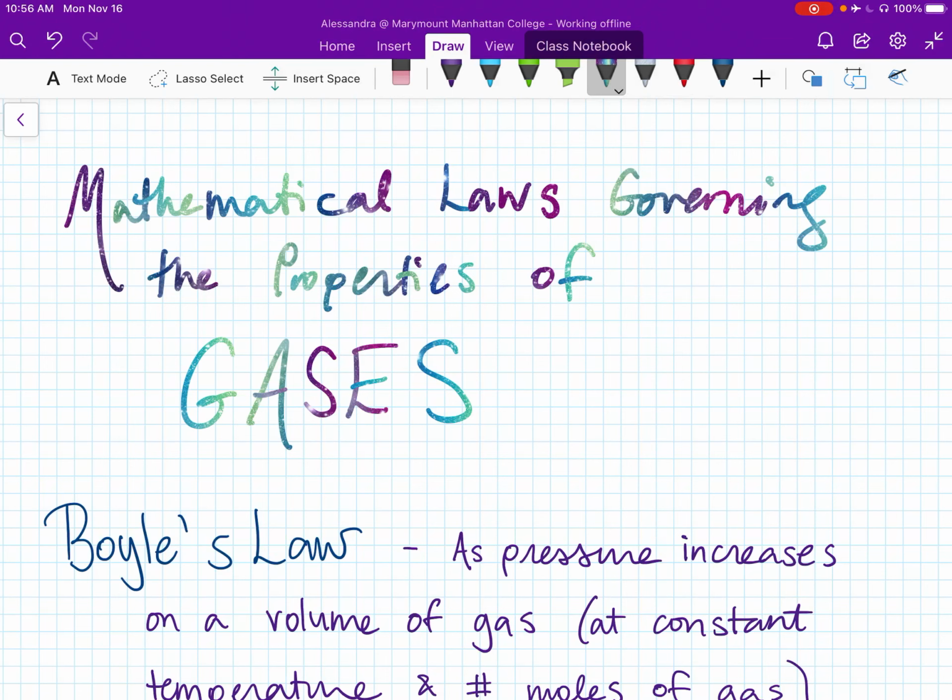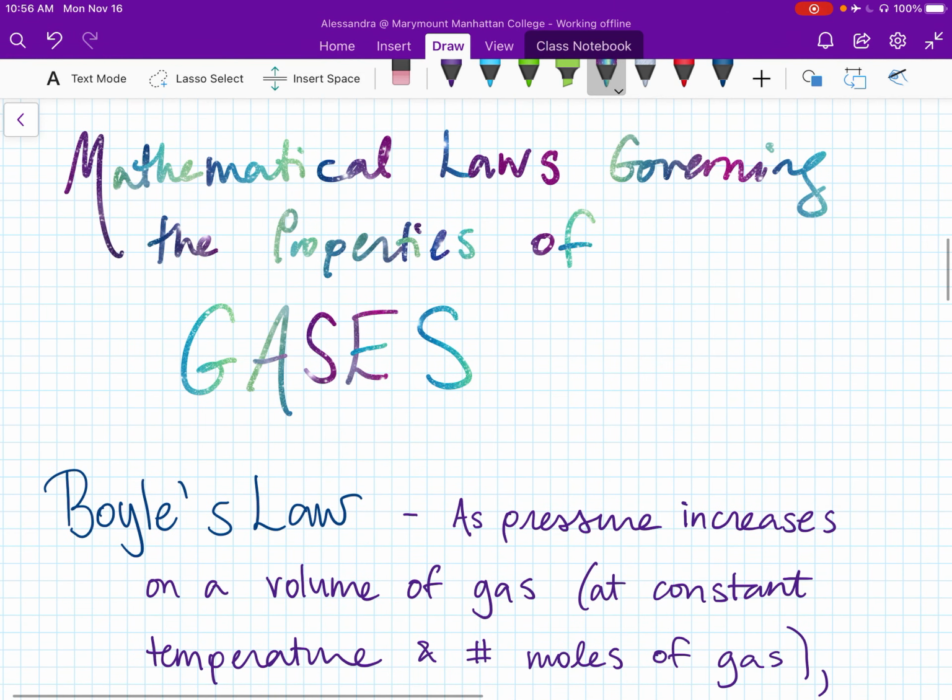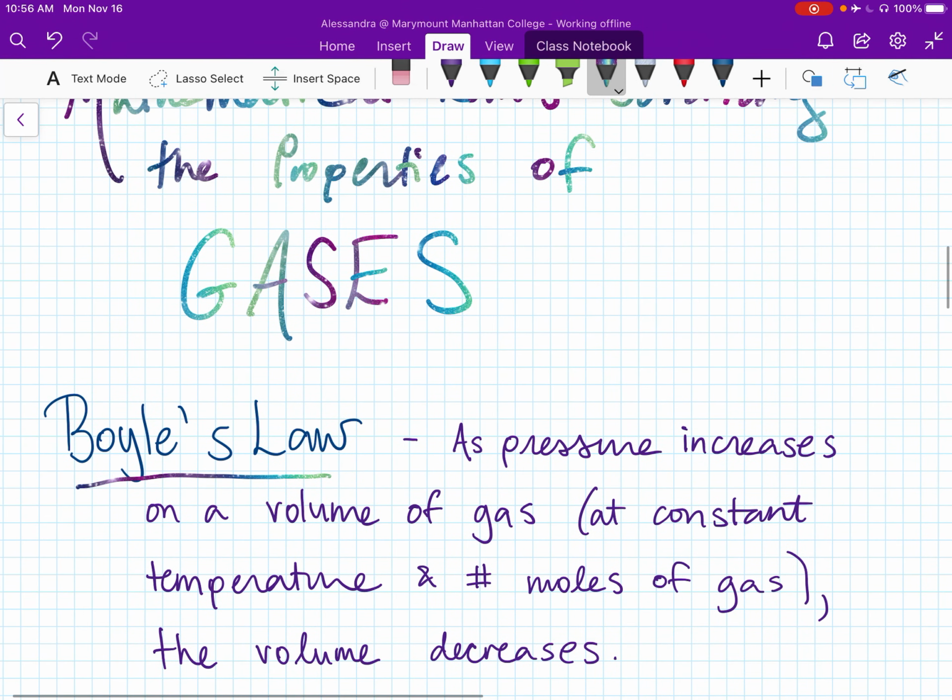All right, so now we're going to discuss the mathematical laws that govern the properties of gases. The first of these laws is known as Boyle's law. Boyle's law states very simply that as pressure increases on a volume of gas at constant temperature and constant number of moles of gas, the volume decreases.